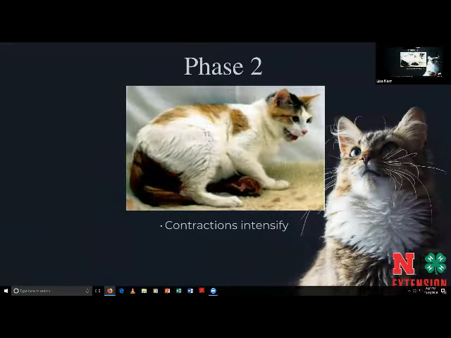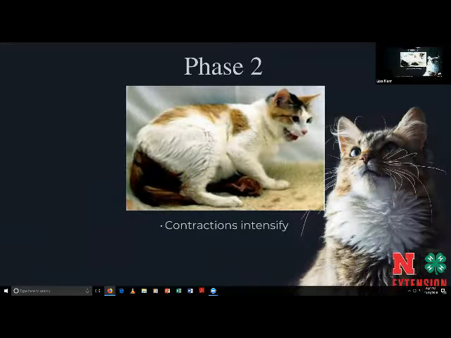intensify. Do you know what contractions are? Have you ever had a cramp? Yes. So it's kind of the same thing, where your muscle gets really, really tight. So contractions are kind of the same thing, where the body is trying to push those kittens out.